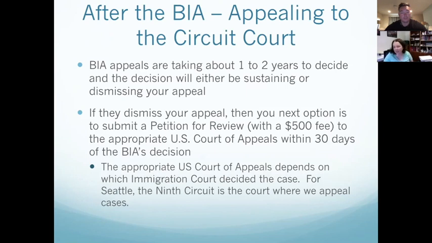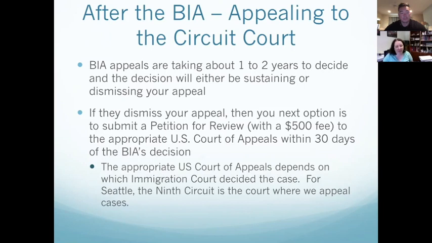If you miss that deadline, it's clear ineffective assistance of counsel. If your client isn't going to hire you to do that, you need to tell them, this is your deadline. If you miss it, this is what happens. If you don't tell them about your deadline, it's also very problematic. So that's the main thing to know once you get your BIA decision.